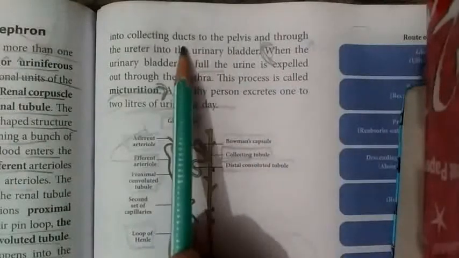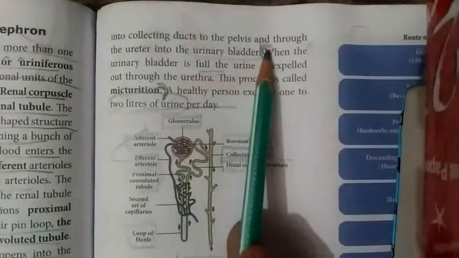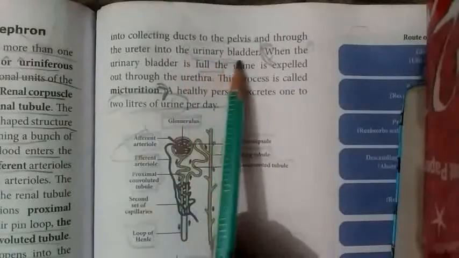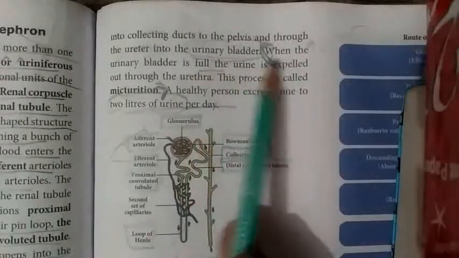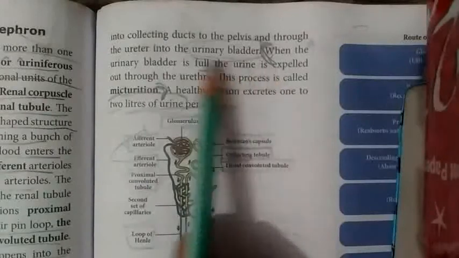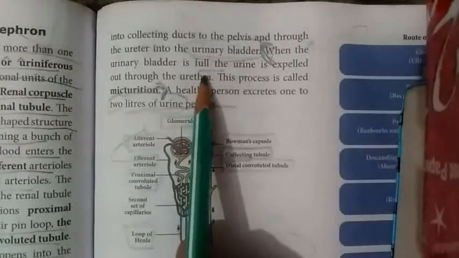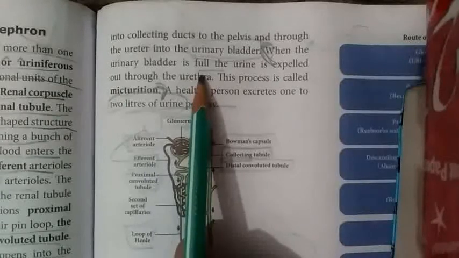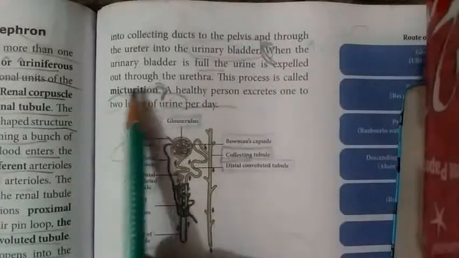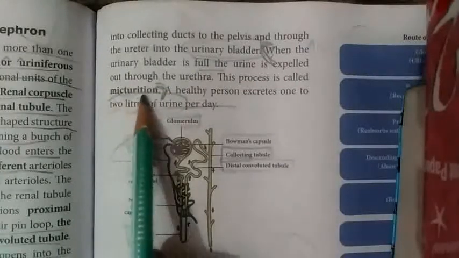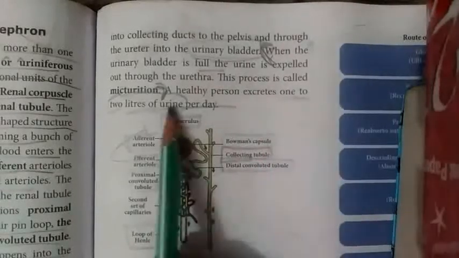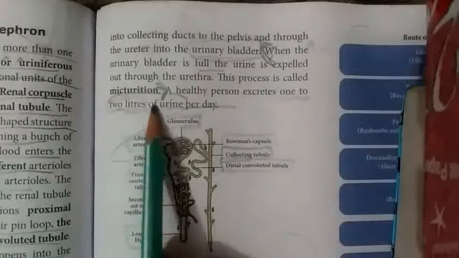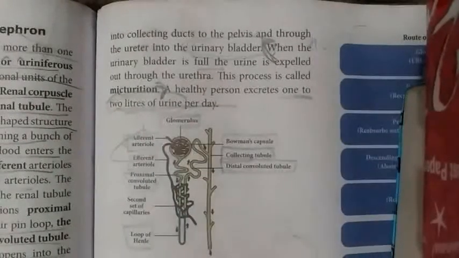The urinary bladder is a temporary storage of urine. It is a bag-like structure, as we already studied. It stores urine temporarily. When the urinary bladder is completely full of urine, it is expelled through the urethra. This process is called micturition. A healthy person excretes 1 to 2 liters of urine per day.